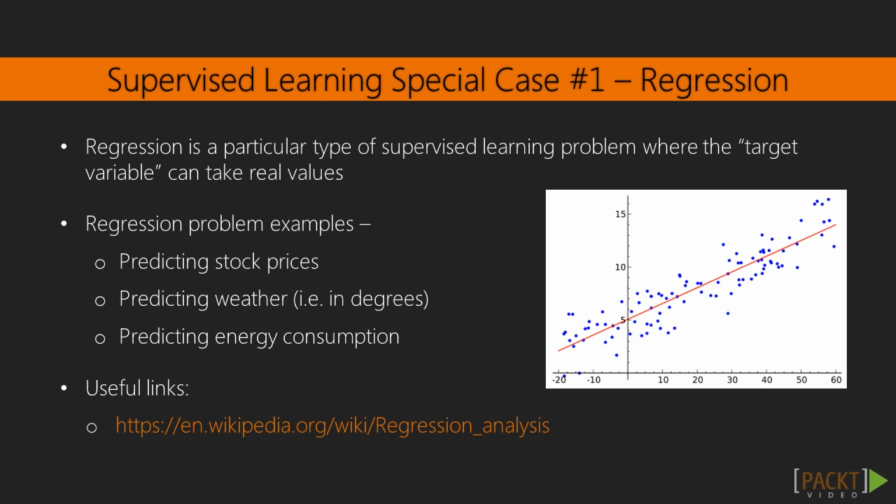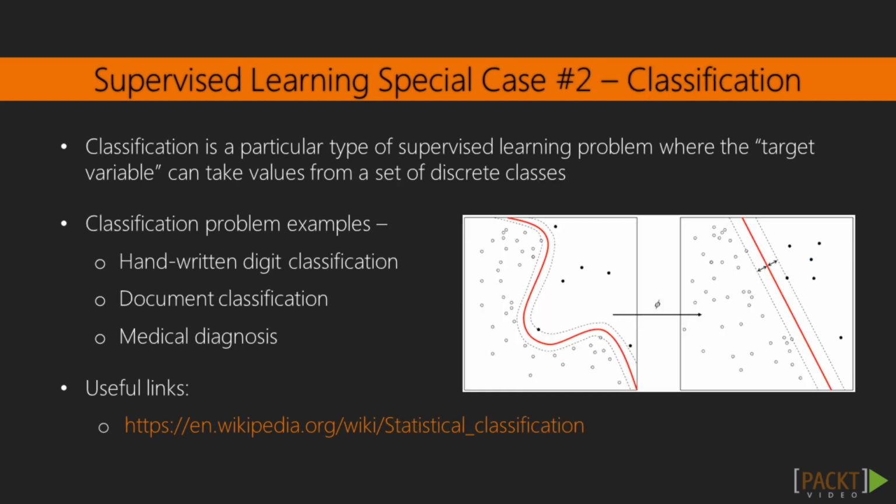The general supervised learning problem can have two special cases, when the target variable is continuous and when the target variable is discrete. When the target variable is continuous, the supervised learning problem is called regression. Some real-world examples of regression problems are predicting real-valued stock prices, predicting the weather tomorrow, or predicting energy consumption in a city. The other special case of supervised learning is when the target variable is discrete and can only take values from a particular set of classes.